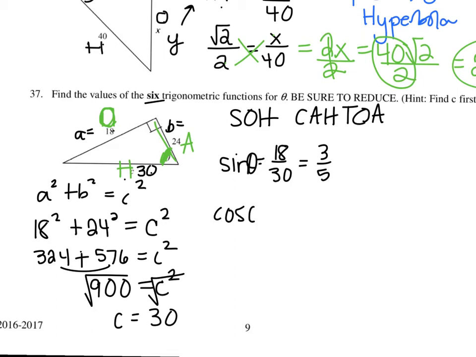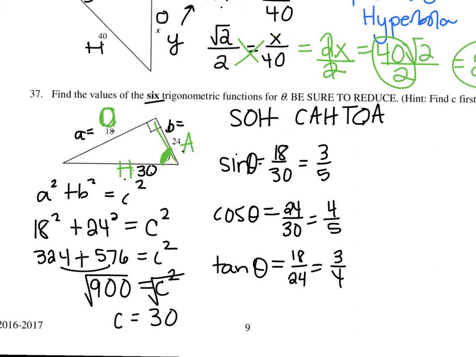Cosine of theta will be the adjacent, so 24 over 30. Divide both of those by 6, and we get 4/5. Tangent theta will be opposite on top of adjacent, so 18 on top of 24. Divide both of those by 6, and we get 3/4.